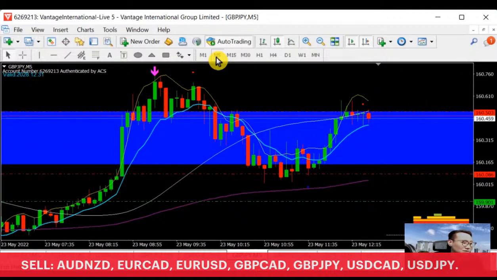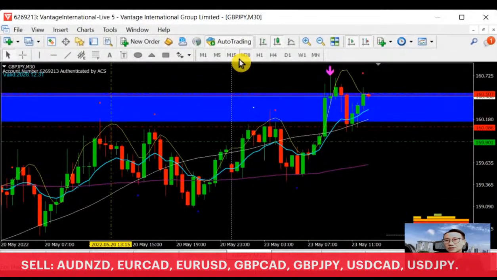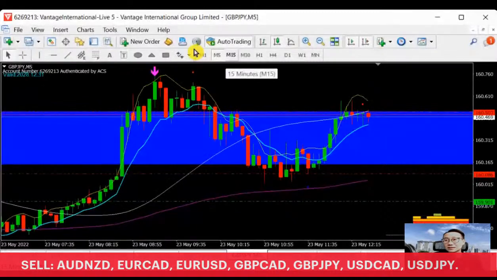Is this a good time to enter for a trade now? Yes, this is a resistance. Is it still a good time yet? I would say, let's go through. This 5 minutes is quite current. It has still tested the resistance, but it's not breaking.